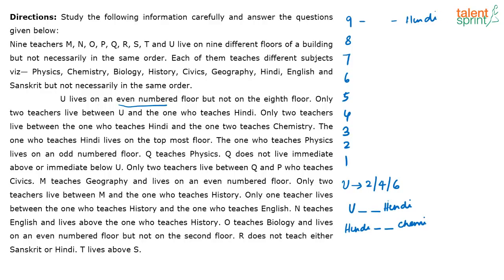Now, if I have fixed this, what can I say? They have said that there are 2 persons in between you and the person teaching Hindi. So, where should you be? You has to be here. Correct. Also, they have said that there are 2 persons between the person teaching Hindi and chemistry. So, where should the person teaching chemistry be? It has to be you. Correct.